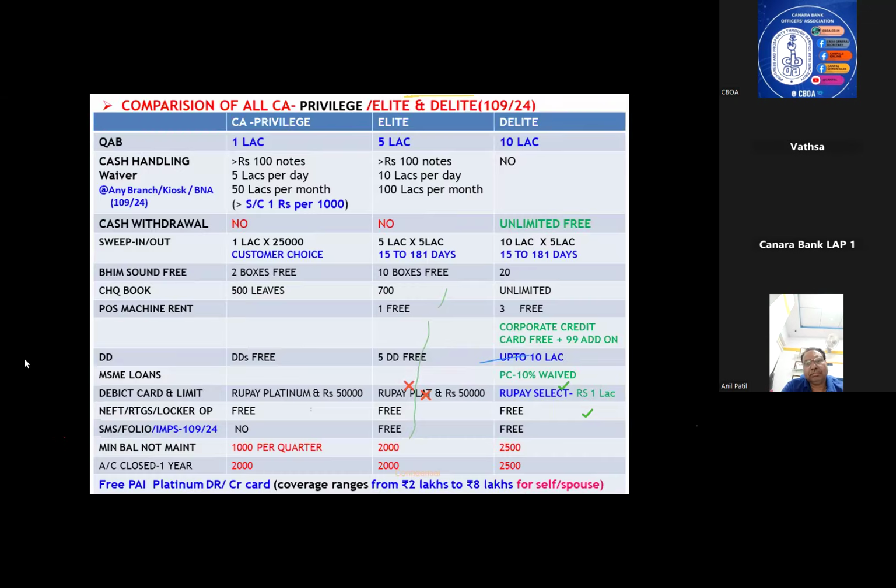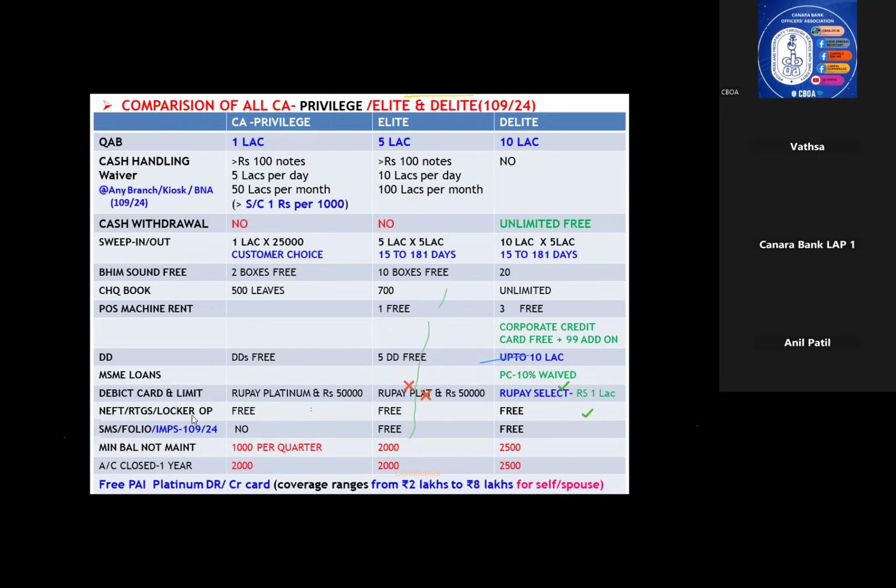Okay, DDs, first category, 2 DDs free. Second category, 5 DDs free. Third category, up to 10 lakhs, any DD, whatever they get, it is free. MSME loans, third category alone, processing charges is 10%, it is 5. Debit card, first category, Rupee Platinum and 50,000. Second category, Rupee Platinum and 50,000. Third category, it is Rupee Select and rupees 1 lakh.